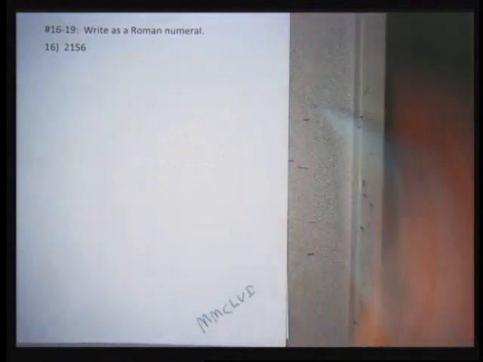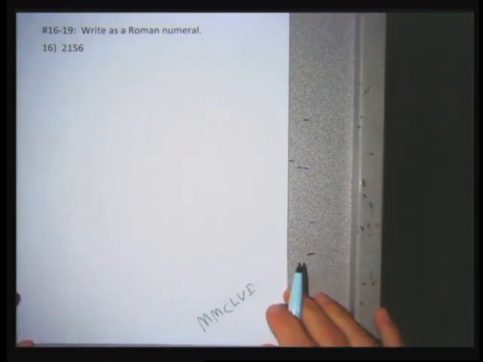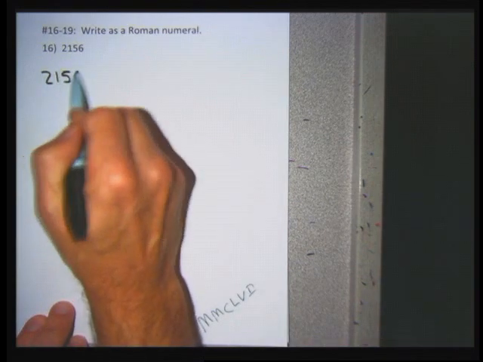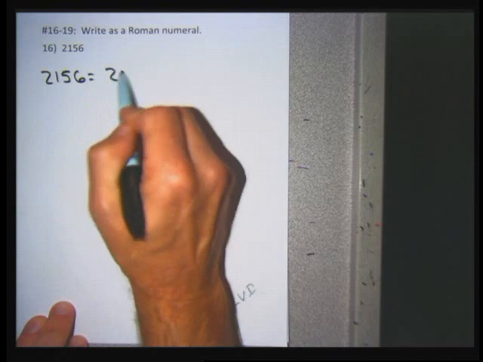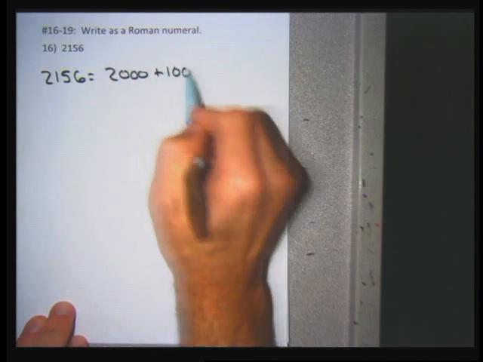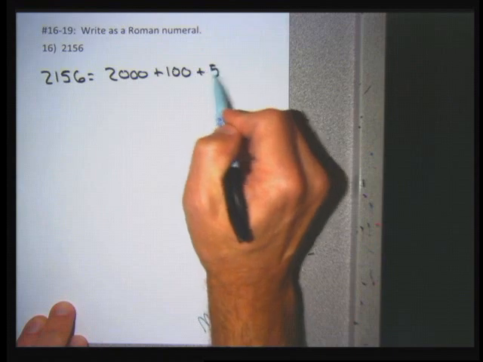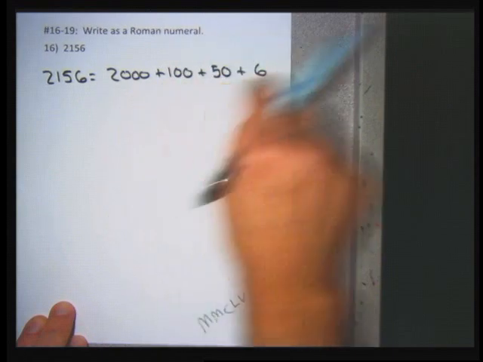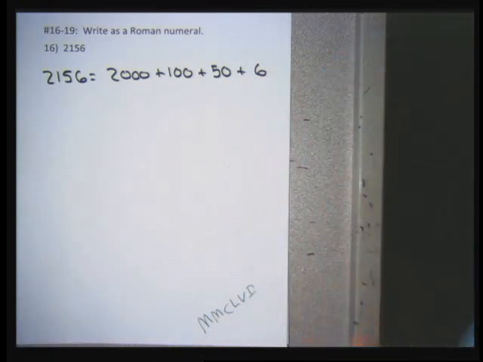Alright, write 2,156 as a Roman numeral. That's the easy way. So this is going to be 2,156 equals 2,000 plus 100 plus 50 plus 6. So there's the thousands, hundreds, tens, and ones. Pull out my sheet of Roman numerals.